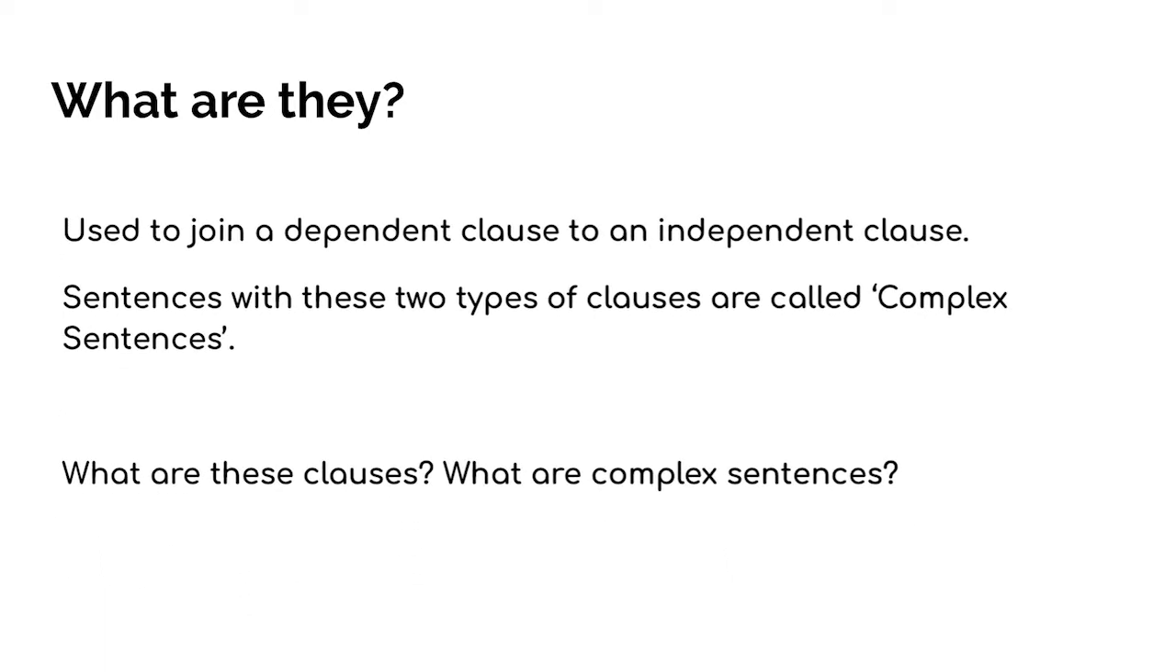Subordinating conjunctions are a part of speech used to join dependent clauses to independent clauses. Sentences with an independent clause and a dependent clause are called complex sentences. To learn more about the types of sentences and complex sentences, watch our video on types of sentences. So, what are these clauses? What is an independent clause? What is a dependent clause?